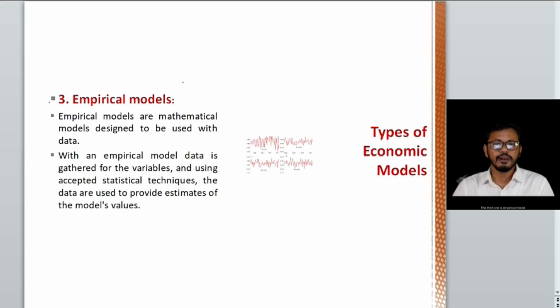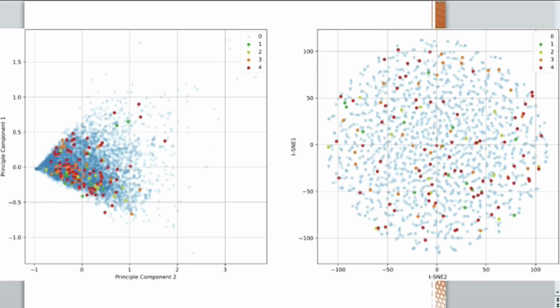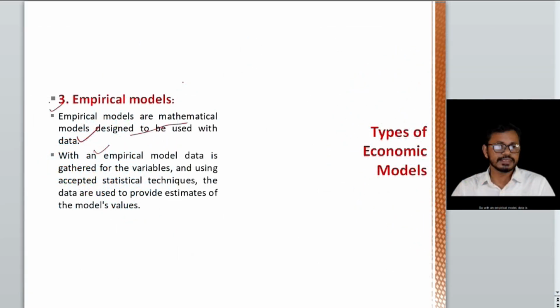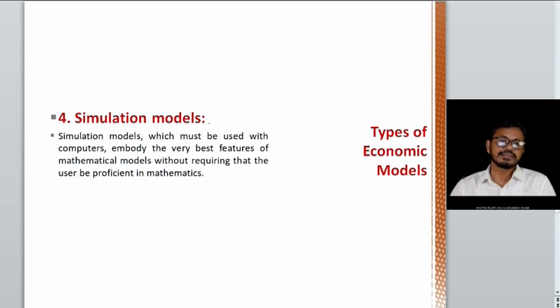The third one is the empirical model. What is an empirical model? It is simply a mathematical model designed to be used with data. With an empirical model, data is gathered for the variables using accepted statistical techniques, and the data is used to provide estimates of the model values. So this is the mathematical model where data are handled, and statistical tools and techniques are used to analyze the economic phenomenon. This is how we can convert economic data into mathematical analysis in empirical form. And the fourth one is the simulation model.